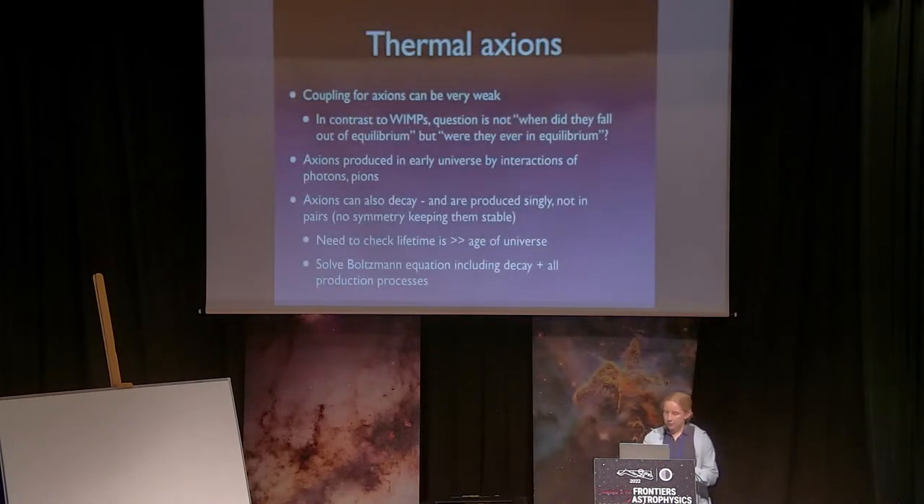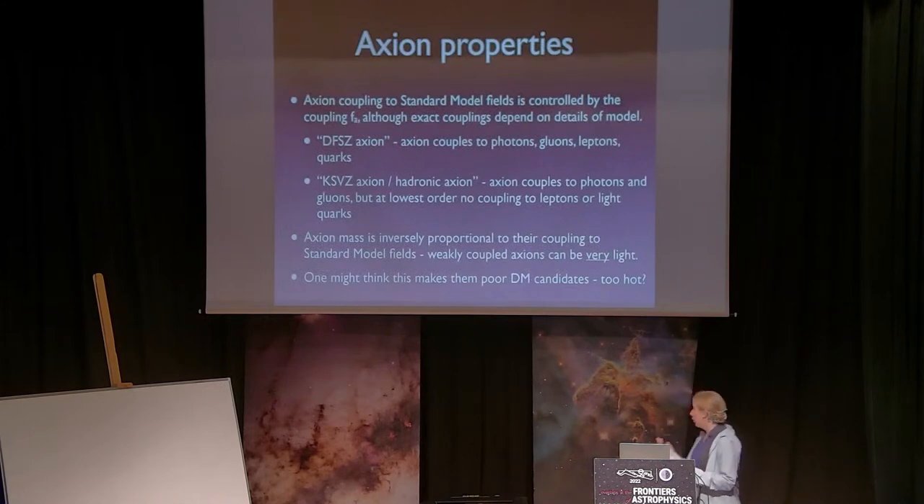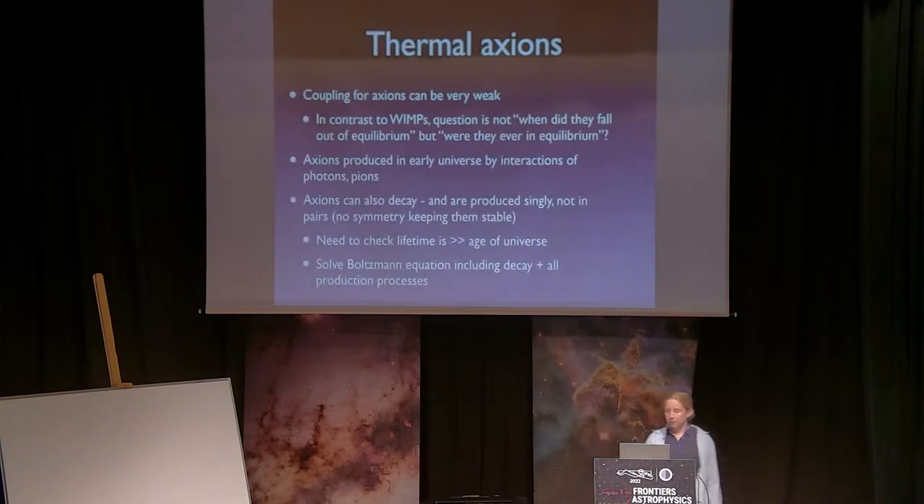This is the relationship that you want for cold dark matter. As we go to lower and lower masses, the coupling to the standard model gets smaller, and so the chances of thermalization also become smaller.